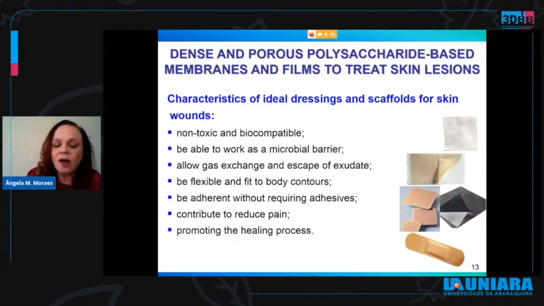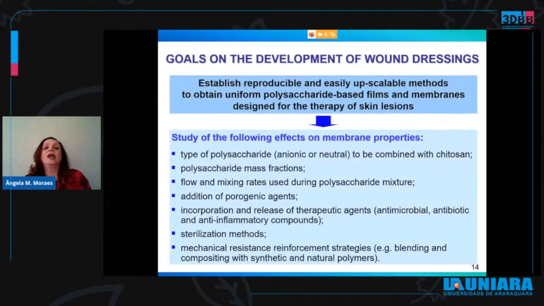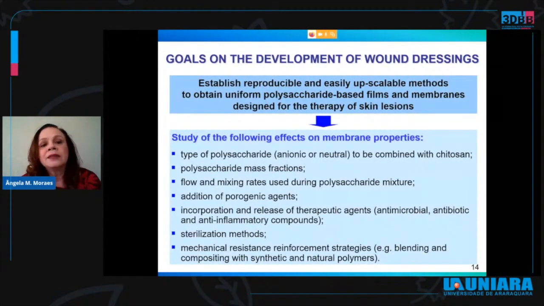So, a long set of requirements that we have to meet when producing these types of materials. And then the goals on the development of wound dressings in the labs I coordinate are related to establishing reproducible and easily upscalable methods to obtain uniform polysaccharide-based films and membranes that are designed for the therapy of skin lesions. So over the years, we have studied the effects of many process variables on membrane properties.